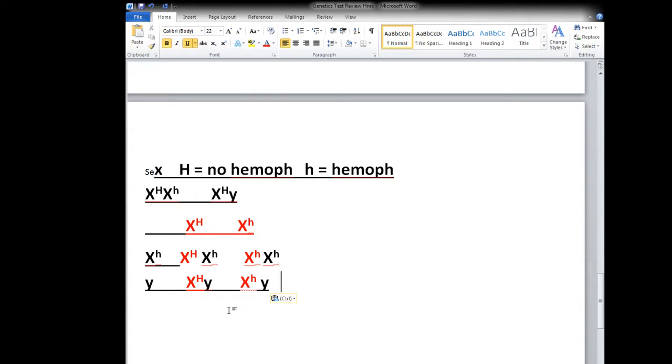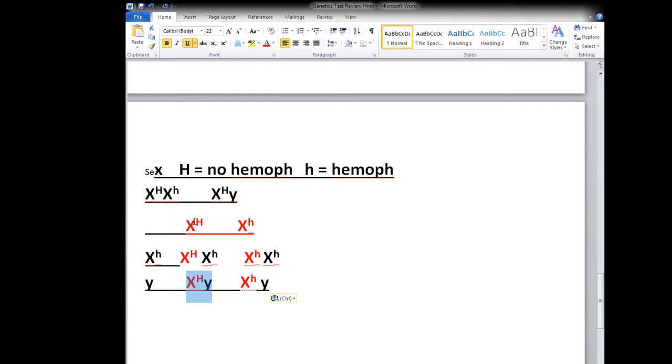So phenotypes. This is a daughter who's normal, a carrier. This is a daughter who's hemophiliac. She's got two little h's, one from each parent. This is a son who's hemophiliac. You got the little h from the mom and the Y from the dad. And the Y doesn't have anything on it.